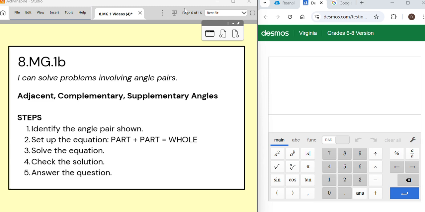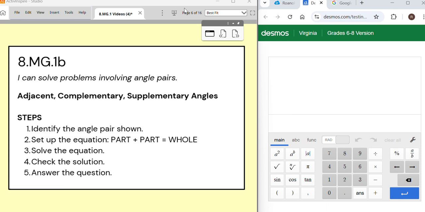I can solve problems involving angle pairs. We have adjacent angle pairs, complementary angle pairs, and supplementary angle pairs. The steps to solving for these angle pairs are to identify what you're looking at and to set up an equation, because we know that part plus part will equal the whole angle.